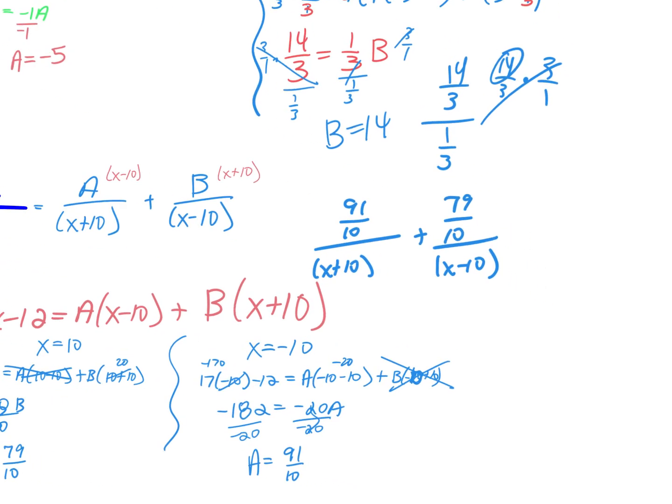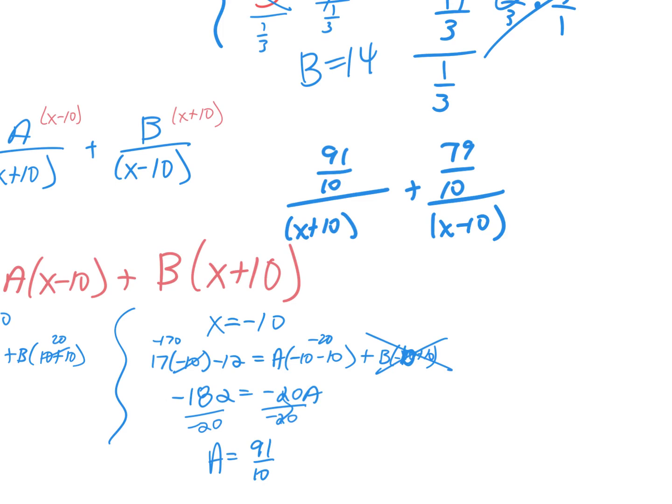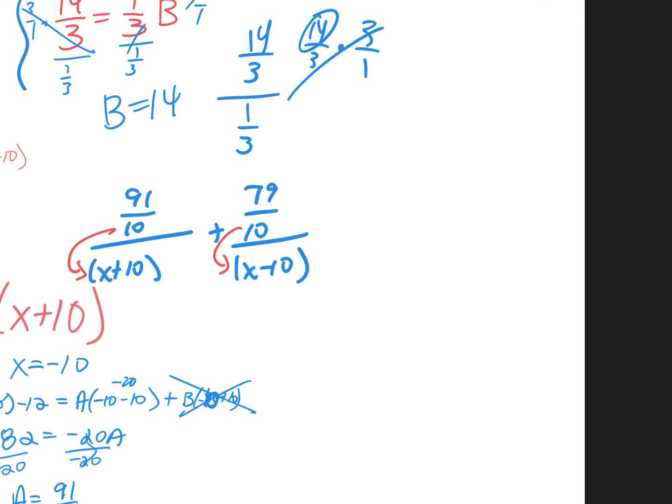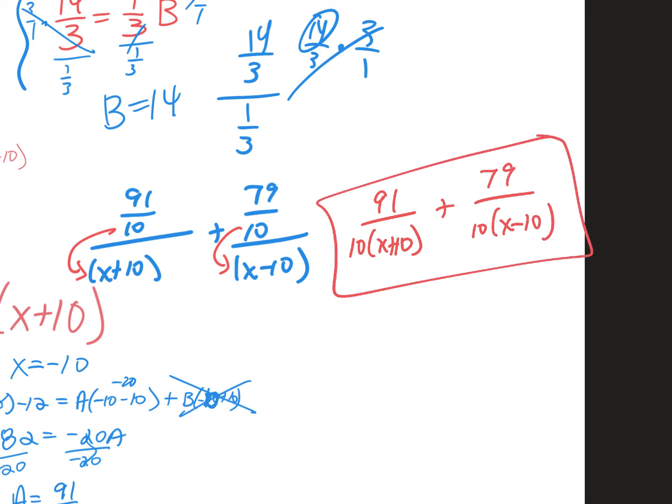Can I leave my answer like that? No. I'll show you why mathematically in a second, but these 10s need to come down here. So this would be 91 over 10 times x plus 10. And then I have plus 79 over 10 times x minus 10. And somebody last period was like, why do you do that?